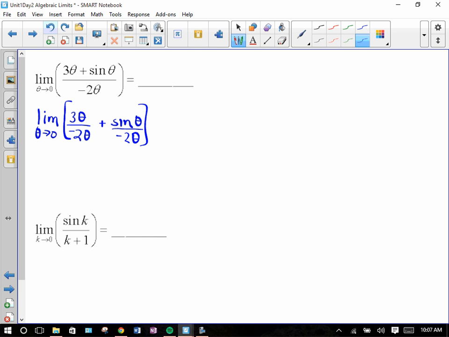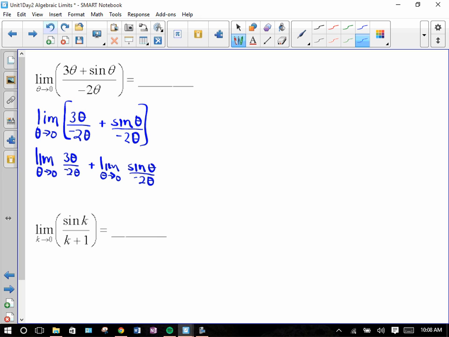I'm adding these two. This is a function and this is a function, right? So I'm going to go ahead and use the addition property for this. Well, I guess I need the sum property. So what I have here is the limit as theta approaches 0 of 3 theta over negative 2 theta, plus the limit as theta approaches 0 of sine theta over negative 2 theta.